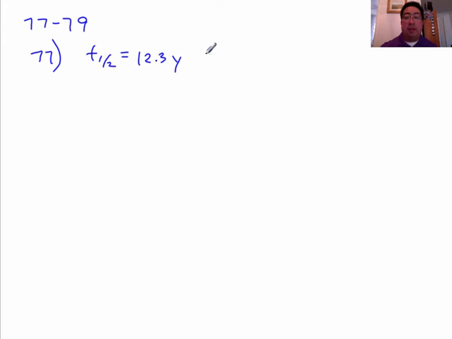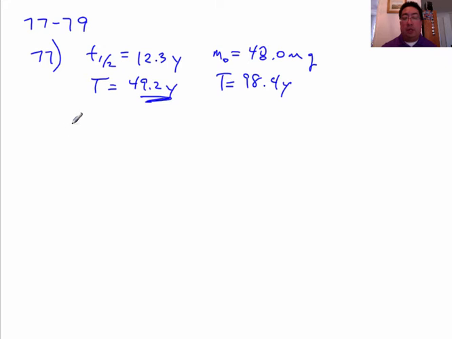And you start off with 48 milligrams, so the beginning amount is 48.0 milligrams, and the total time, which I call T, that has passed is 49.2 years. Now I'll do the first part because they also ask you what it is when time equals 98.4 years as well. But let me just start with this one first. So we can do what we did before.